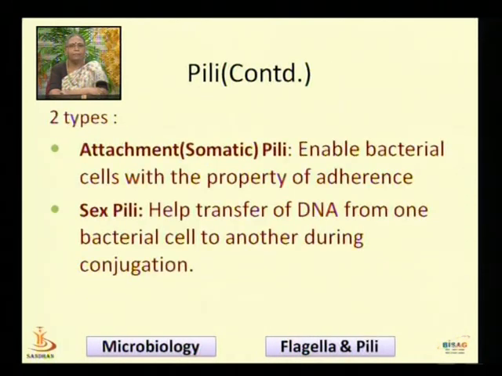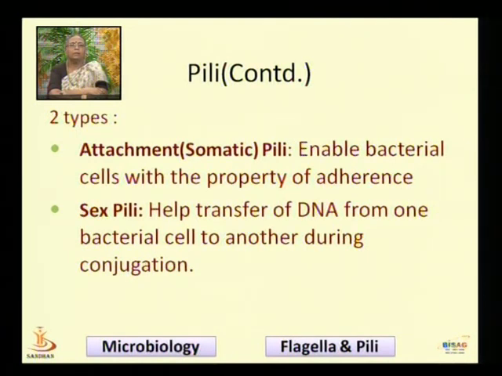In the next slide, as I have already told you, the pili which are basically there for attachment are also known as attachment pili or somatic pili, and they are there to give the property of adherence, whereas the other special type of pili, known as sex pili, help the transfer of the DNA from one bacterial cell to another during conjugation. How the event takes place, we are going to cover later on in detail.